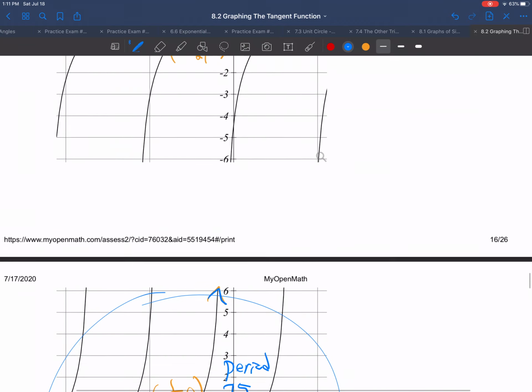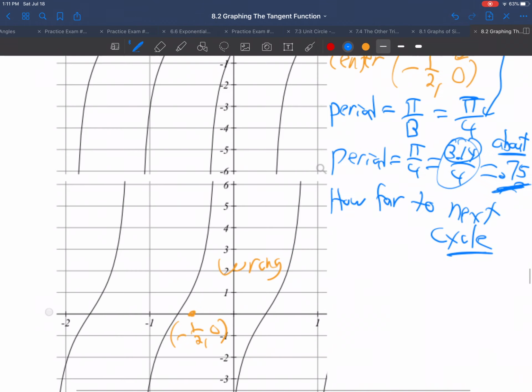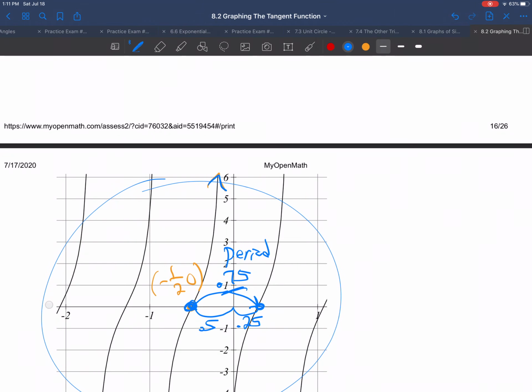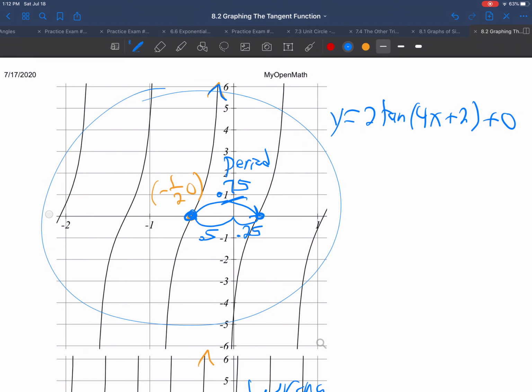There it is. That's the graph of, what was it? Y equals 2 tan 4x plus 2, with a 0 out there for no vertical shift. There we go.